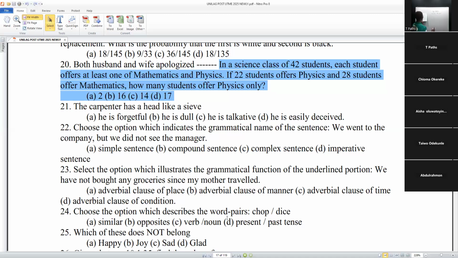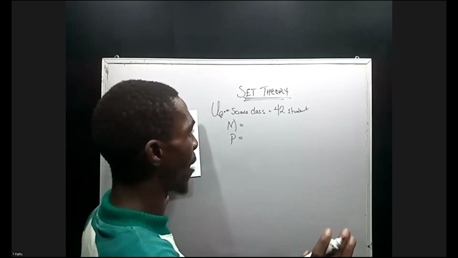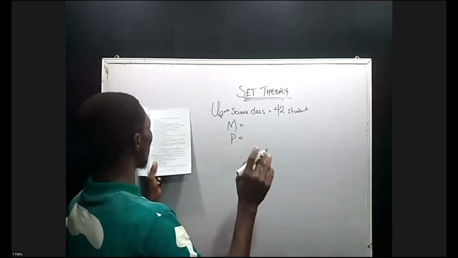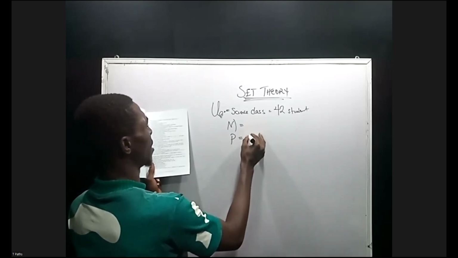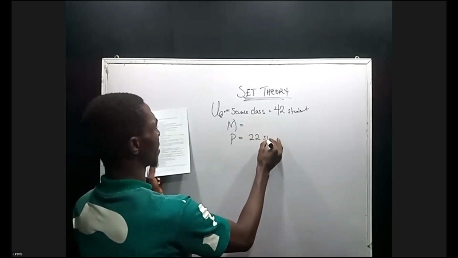Now, they said each student offered at least one of mathematics and physics. So that tells you that the science class is your universal set. Each student offers at least math or physics. These are the 2 sets we are talking about. Now, if 22 students offer physics, are we there?